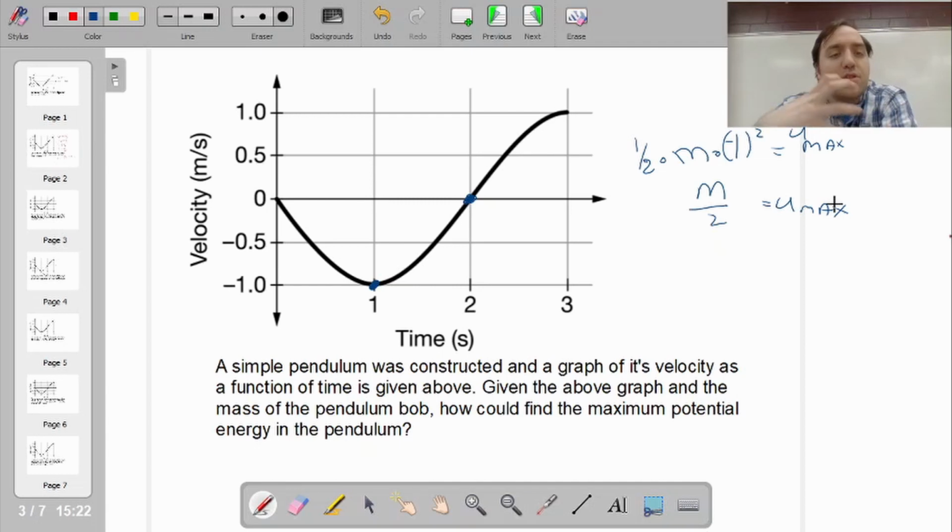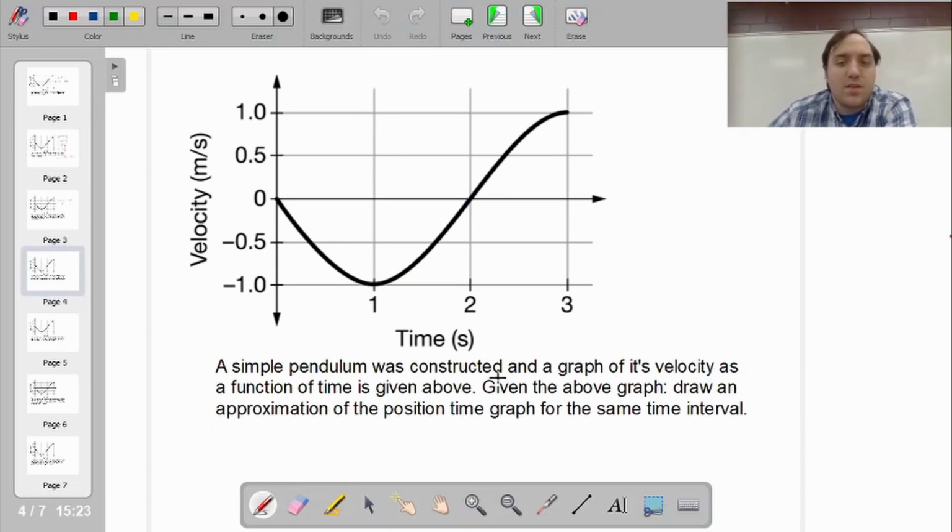The idea here is to apply what you know and relate it. We know the energy is conserved, so by finding one point, we can find the other. This one asks us to draw an approximation of the position time graph for the same time interval.